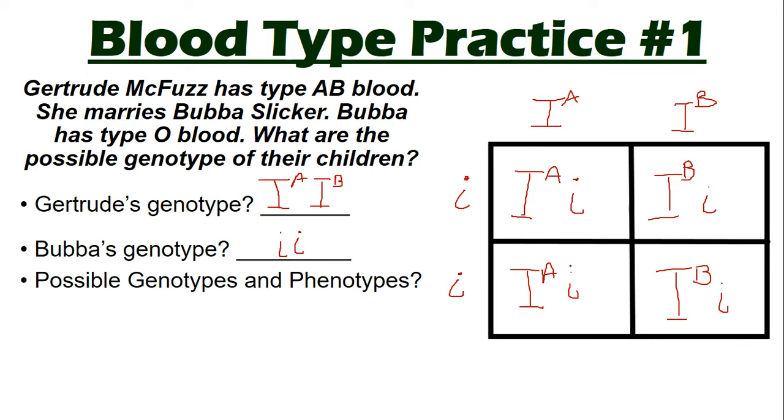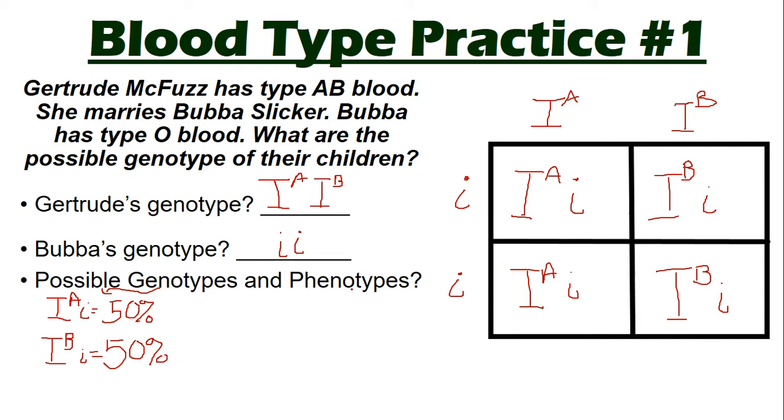All right, so I did the Punnett square, as you can see. So we need to write the possible genotypes and phenotypes. So the first genotype I see is IA, lowercase i. So I'm doing genotypes right now. So how many boxes have IA, lowercase i? 2 boxes. So that's 50%. The next genotype I see is IB, lowercase i. How many boxes have that? That's 2 boxes. That's 50%.